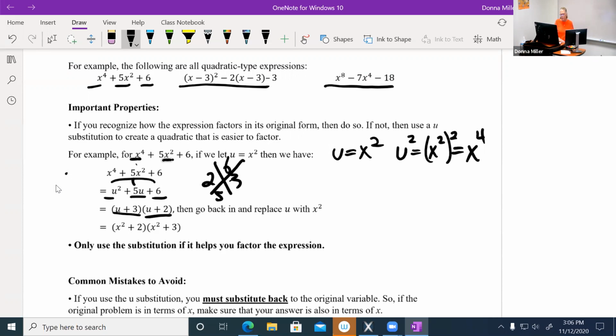What's the difference is that we have u's, so we have to go back to x's, back to what we started with. But we know what u is: x squared. So everywhere I see u, I'm going to replace it with x squared. So that's what she's done here. She's replaced the u's with x squared.